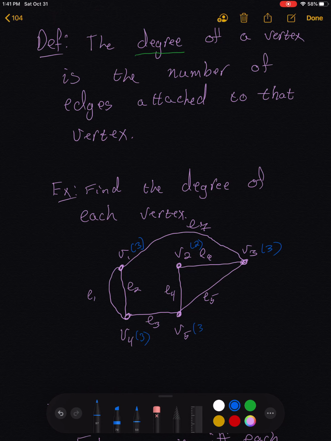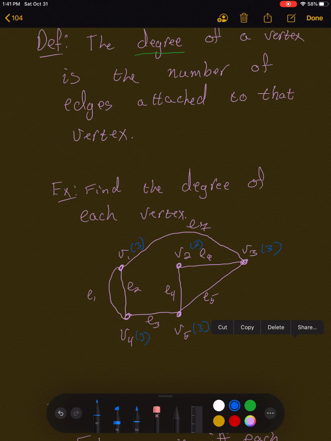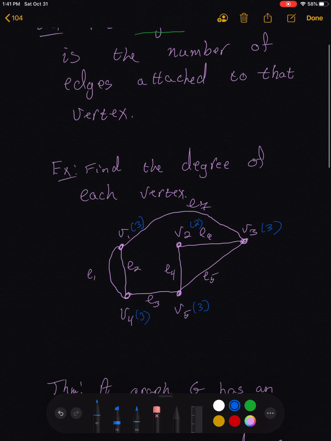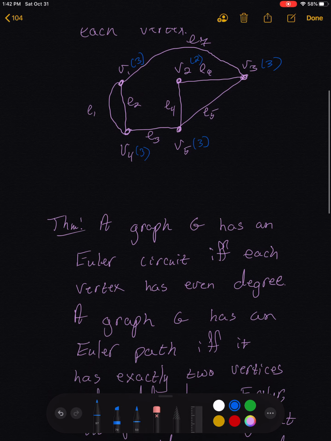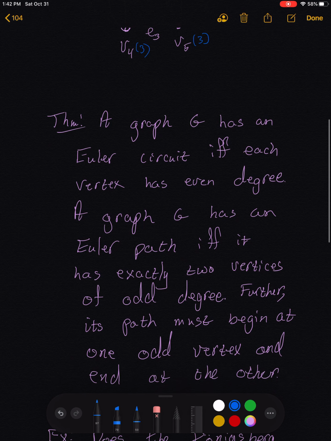Okay, so that's all degree means. Again, it's the number of edges attached to a particular vertex. Now, fortunately, that degree tells us whether we can find paths and circuits. So here's the big theorem, and it's going to have 2 parts to it.